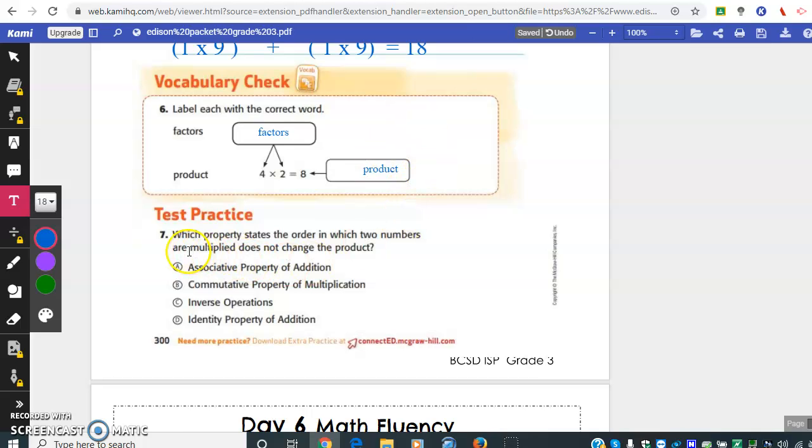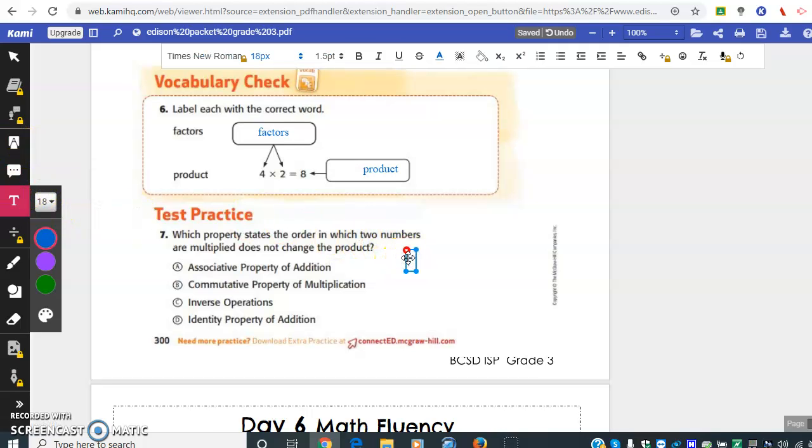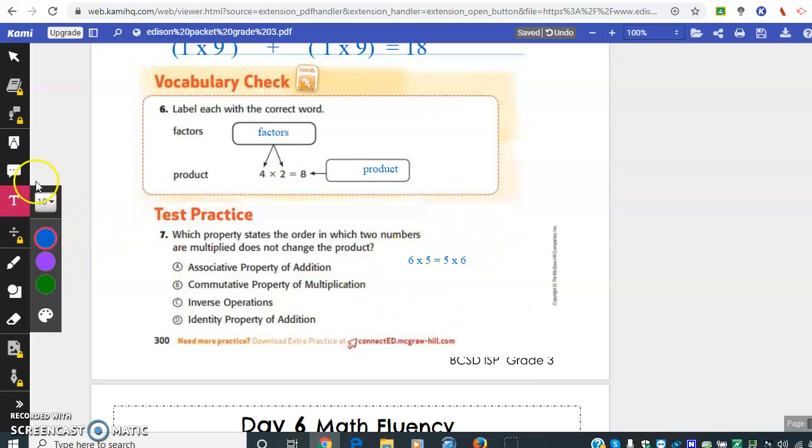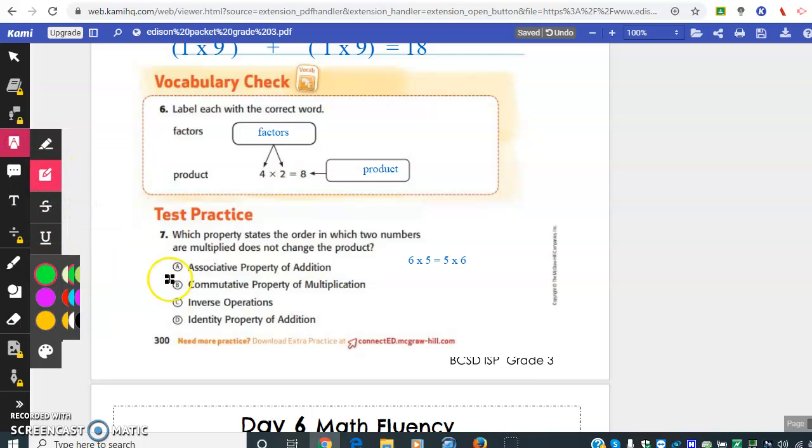Test practice, it asks, which property states the order in which two numbers are multiplied does not change the product? What property is that? The property that we're talking about is the one that says numbers like 6 times 5 will be the same thing even if I switch them around to 5 times 6. This is the property that we're discussing right now. The property that states the order in which two numbers are multiplied does not change the product. So this is what we're talking about right here. And the name of that property is the commutative property of multiplication.